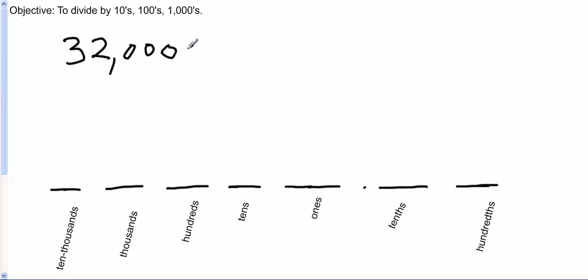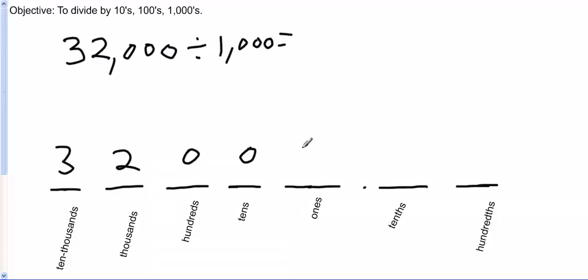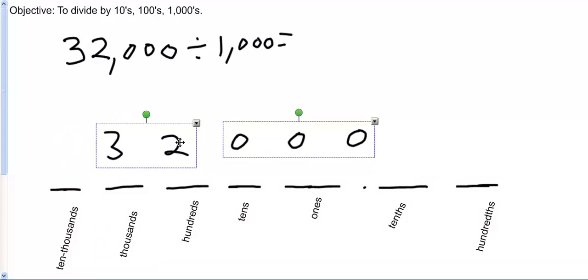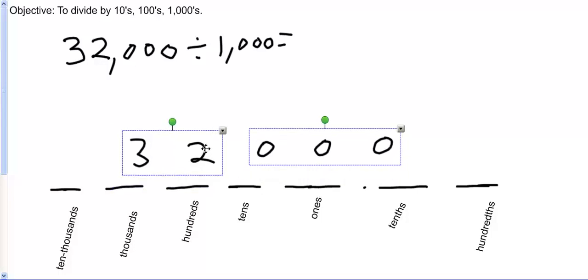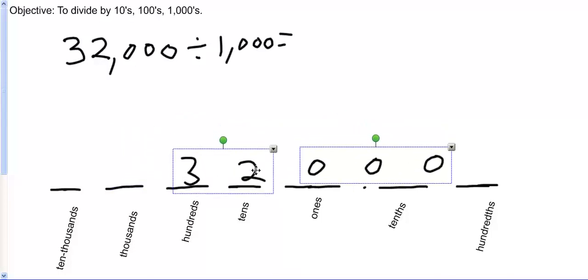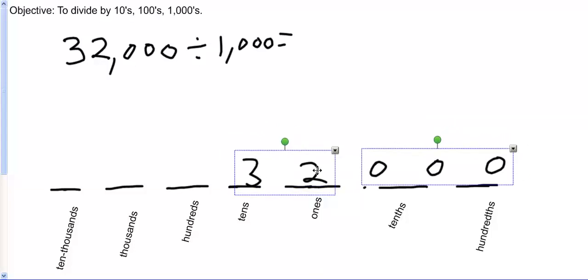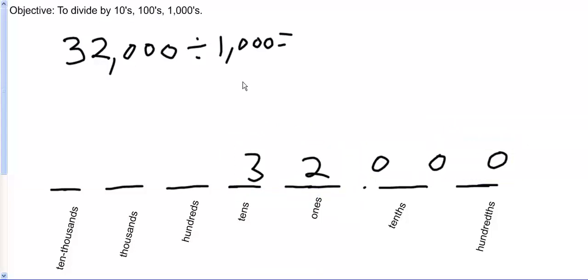32,000 divided by 1,000. So here we go. 32,000. Let me write it down first. 32,000 divided by 1,000. So there are three zeros here. So I'm going to take my number and move it three places around the decimal. One, two, three. So my answer is 32.